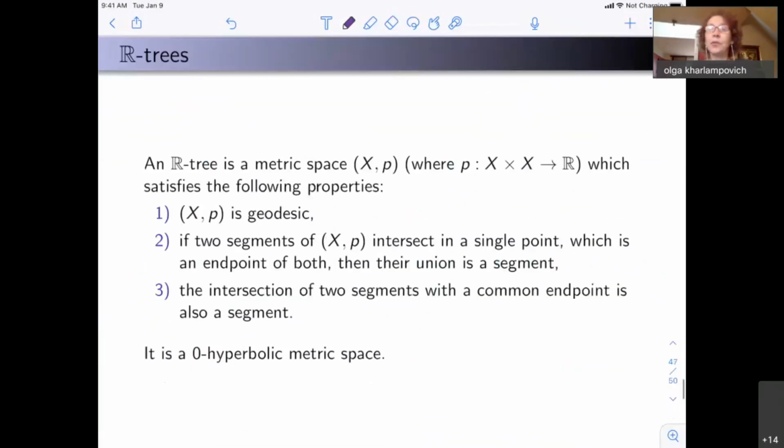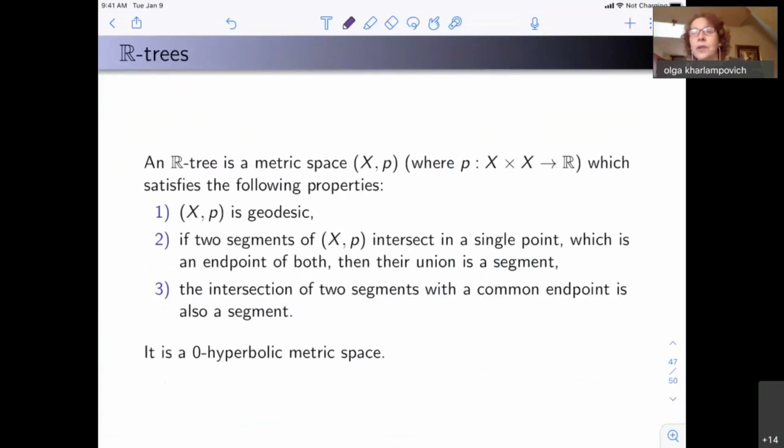So next time, what am I going to talk about? Next time I'm going to talk about R-trees, and maybe I'll have time to say a little bit more about lambda trees, because the results we have are about lambda trees. Lambda is an arbitrary ordered abelian group. R-trees are a generalization of normal trees. They are basically zero-hyperbolic metric spaces. They do have tree-like properties, which I'll remind you of next time.